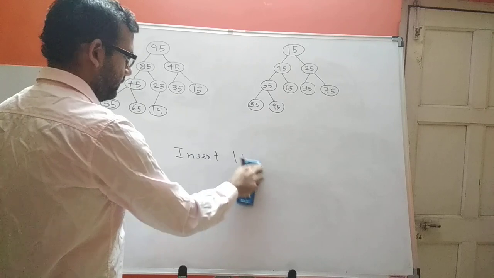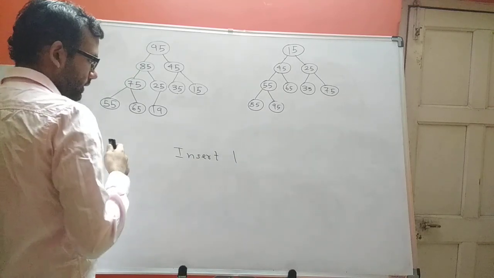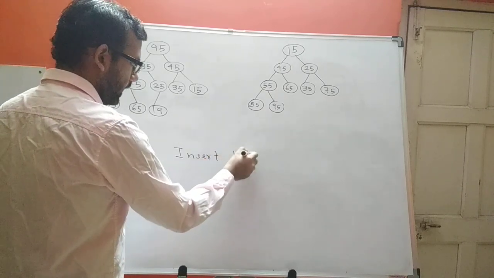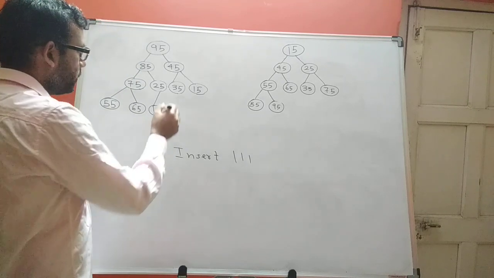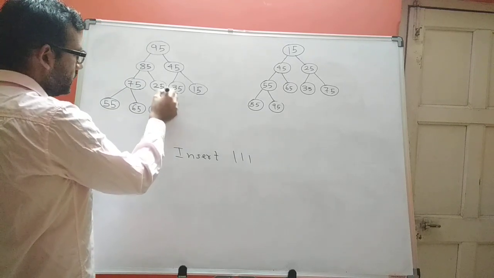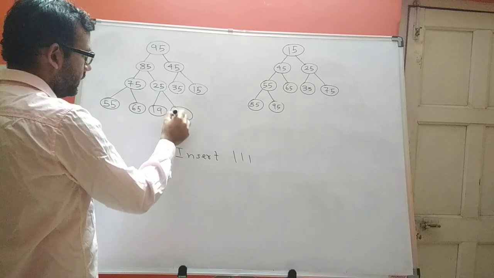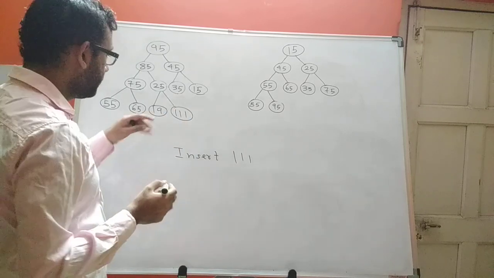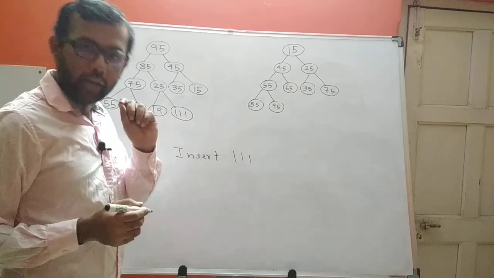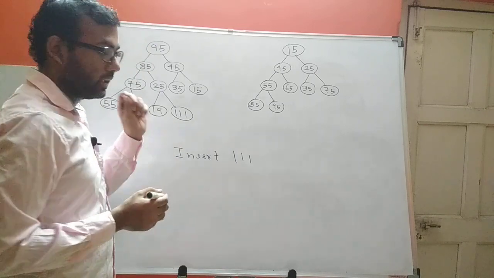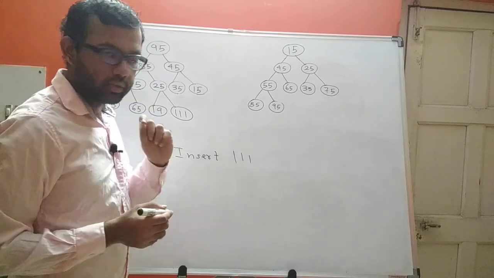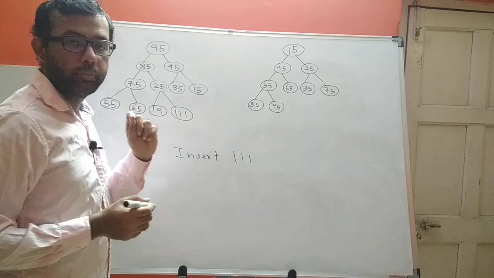Now, let's say I want to insert 111 in this tree. So where would 111 go? Again, following the property of complete binary tree, 111 goes here. But after inserting 111 at its right position, such that the complete binary tree property holds, I can see that the heap property has been violated.